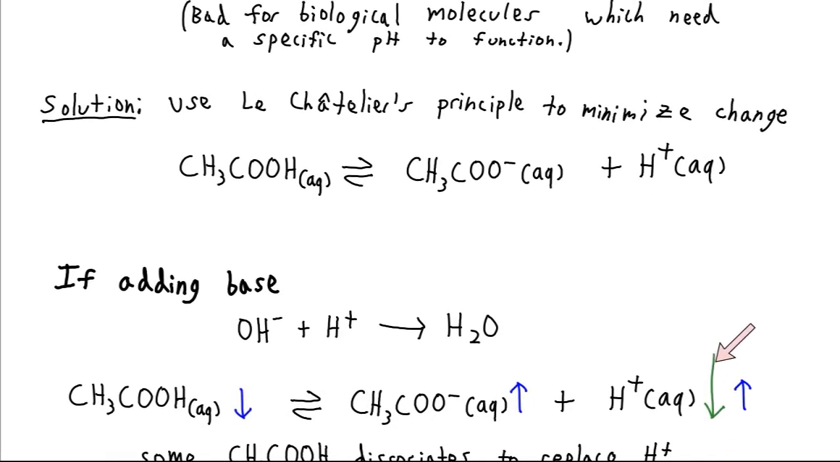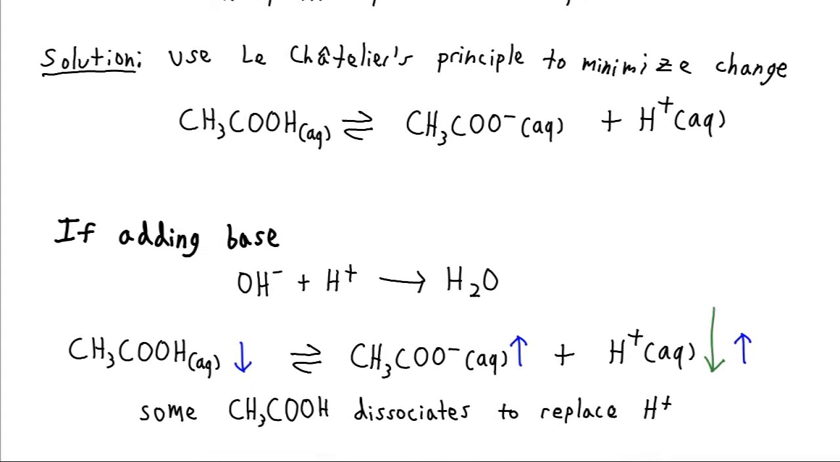So Le Chatelier says if the H+ concentration goes down here, our reaction will respond in some way to partially offset that, replace some of the H+. And the way it will do that is that some of this acetic acid, which formerly was not decomposed, will go ahead and decompose and produce more acetate and more H+.